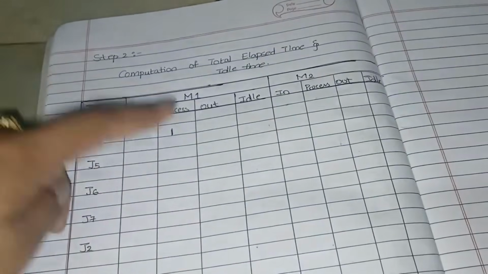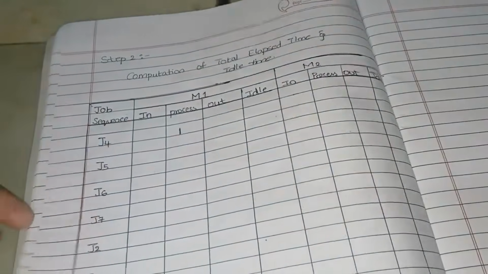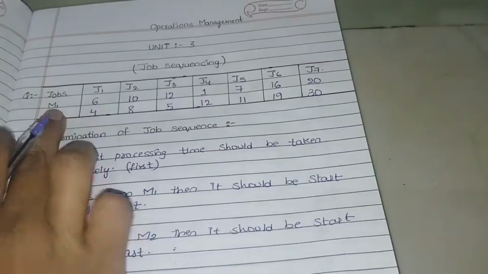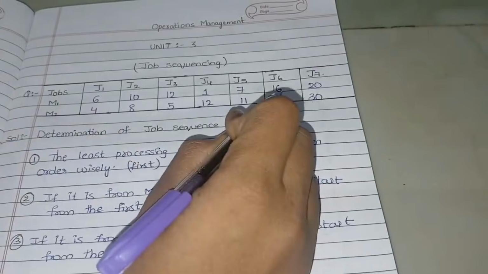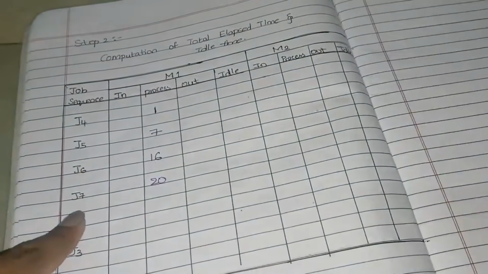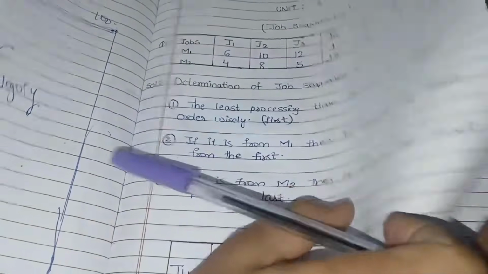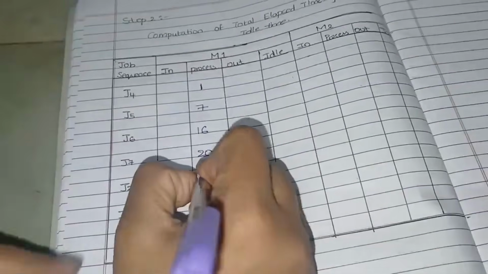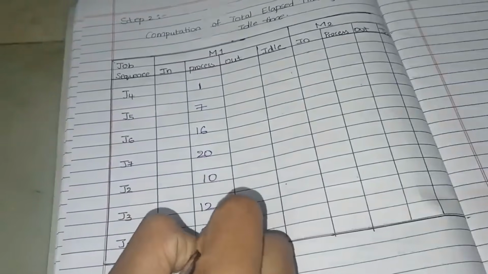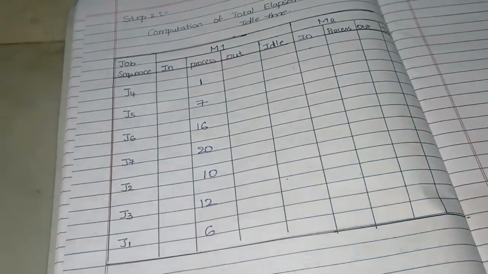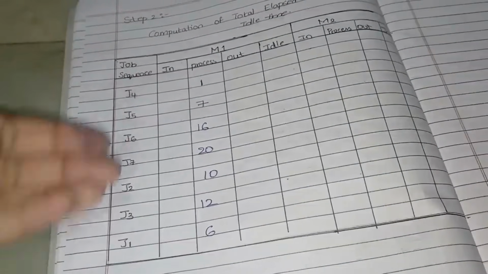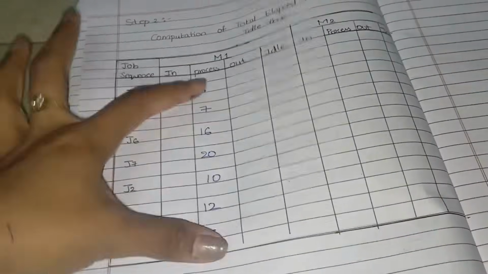అవన్నీ ఇక్కడ వేసుకుంటున్నాం. J5 J6 J7 కదా, మెషిన్ 1లో J5 ఏమో 7, J6 ఏమో 16, J7 ఏమో 20. J2 J3 J1 కూడా ఉంది. J2 ఏమో 10, J3 ఏమో 12, J1 ఏమో 6. అర్థమైందా? ప్రాసెస్ టైం ఎప్పుడైనా జాబ్ సీక్వెన్స్ ప్రకారం మెషిన్ 1లో ఏవైతే వాల్యూస్ ఉన్నాయో అవి వేసుకోవాలి.